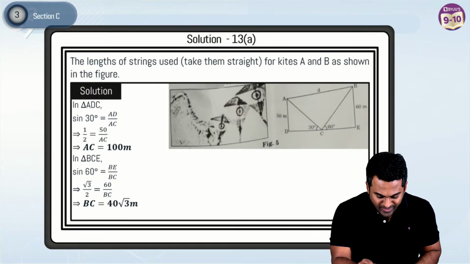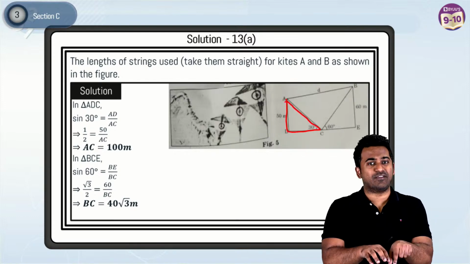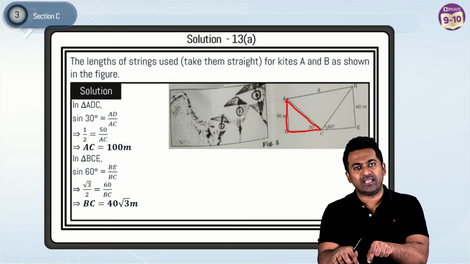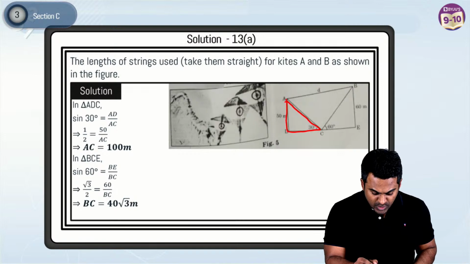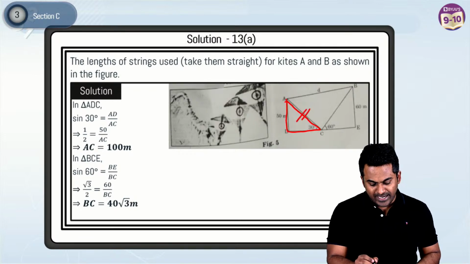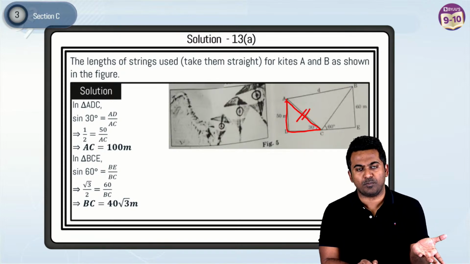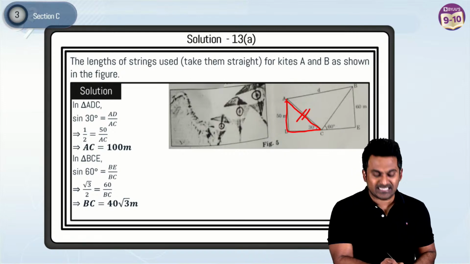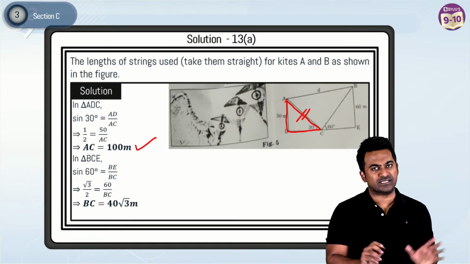Okay, so first, if you have a look at this triangle here, look at what is given, what you want to find, and see between those two sides which trigonometric ratio falls. So this is 50, this is 30, and this is what you need to find, right? So opposite, hypotenuse. Which trigonometric ratio is between opposite and hypotenuse? It is sine. That's the reason why we've taken sine. So sine 30 is opposite divided by hypotenuse, which is AD divided by AC. You will get the value of AC as 100 meters.